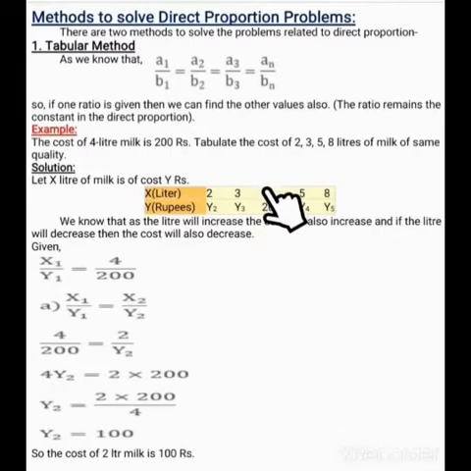And here it is given that 4 liters cost rupees 200. So we have to find out how many rupees for 2 liters of milk, 3 liters, 5 liters, and 8 liters. So we have to take direct proportion. X1 divided by Y1 is given, 4 upon 200. We have to find Y2 because X2 is 2. So by the formula X1 divided by Y1 equals X2 divided by Y2, 4 upon 200 equals 2 divided by Y2. So Y2 is 100. So the cost of 2 liters of milk is rupees 100.